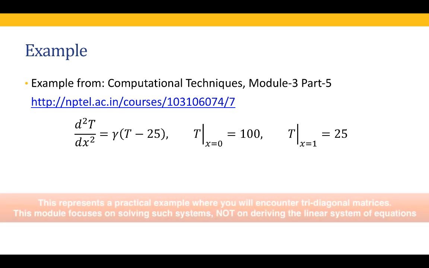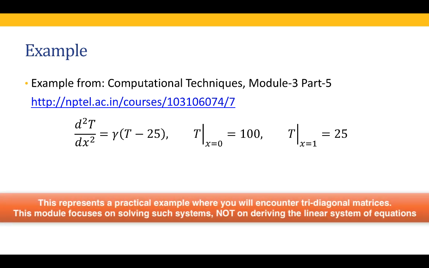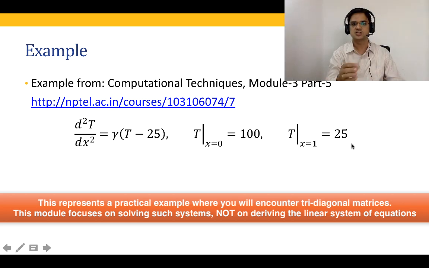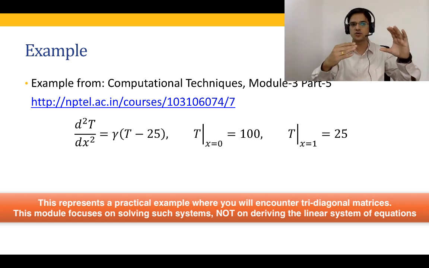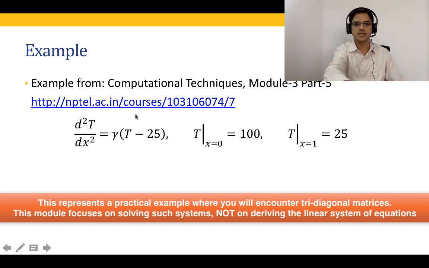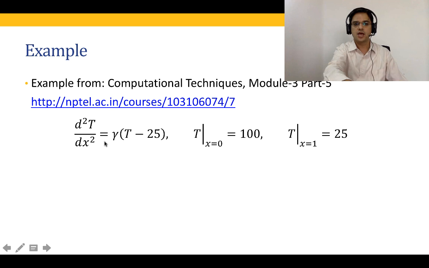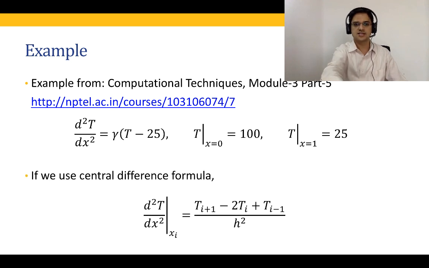If we have a rod through which conduction is taking place, one end of the rod is held at 100 degrees Celsius and the other end of the rod is at 25 degrees Celsius, and this rod is losing heat to the surroundings. Then the overall model for this system can be derived to obtain something like this. Now if we want to solve this set of equations, we can use the numerical differentiation that we covered in module 3, and the central difference formula will be of this type.